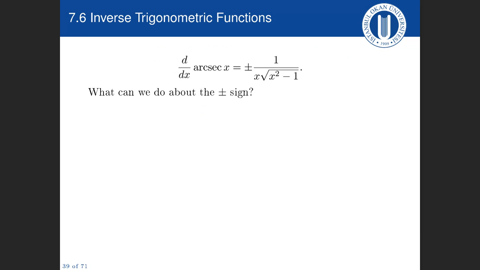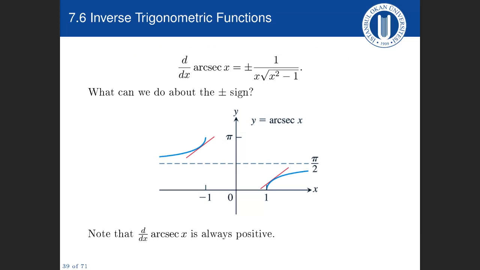What can we do about the plus or minus sign? We don't want that here. Well, let's have a look at the graph. This is the graph of arcsec, and you can see from the graph that the derivative of arcsec is always positive.